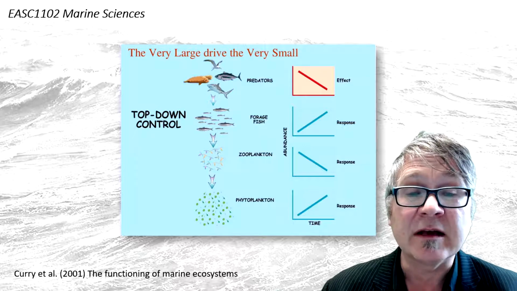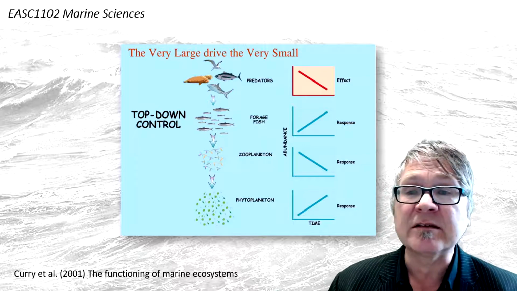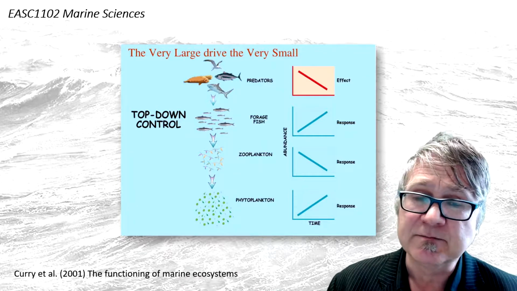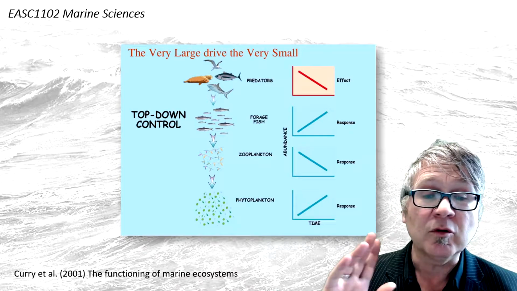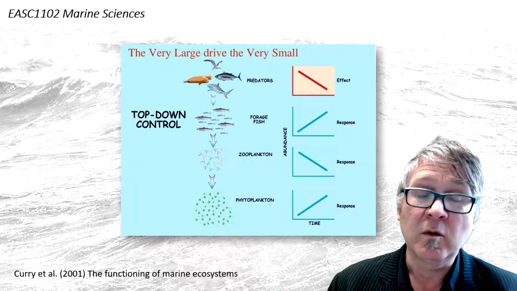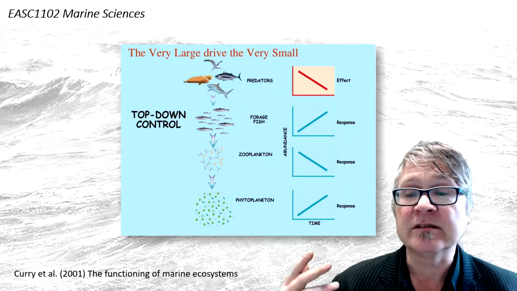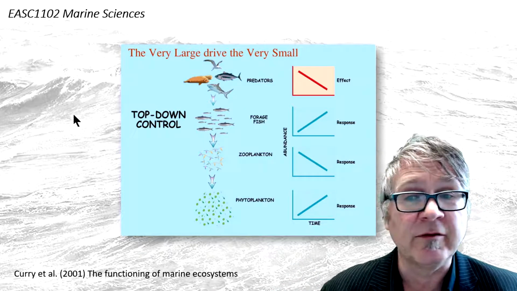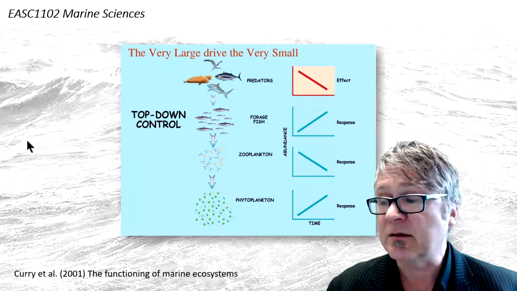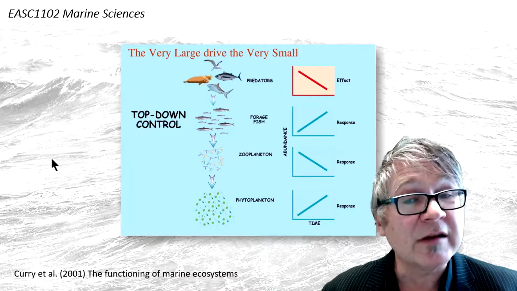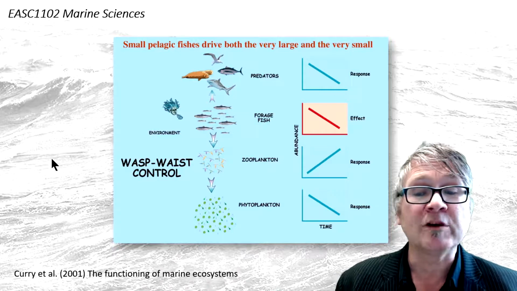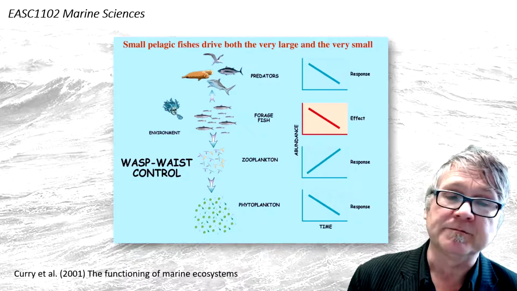So you can see that there are very complex interactions. Totally different to what you would expect. So this is a top-down control, very, very complex how these systems work. And going straight to the next, which is the wasp-waist control.